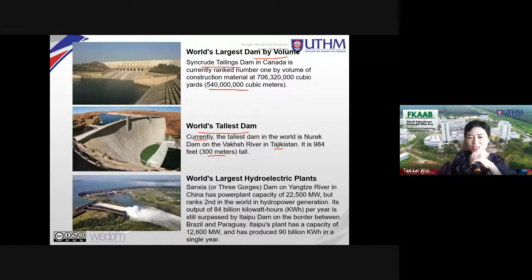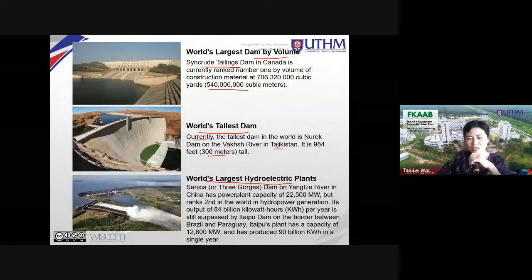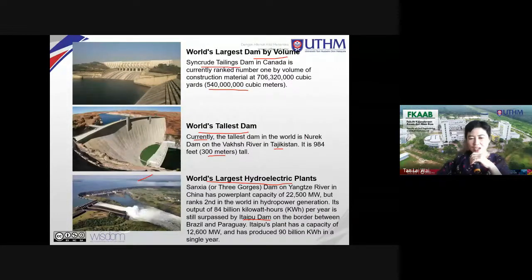The world's largest hydroelectric plant would be the Itaipu Dam. It can actually produce 90 billion kilowatt of electricity. The second one would be the Three Gorges Dam. You can imagine all these mega structures in the world. You can also find out about the number of dams in Malaysia. When you Google them, I think you can find it. There's a list.